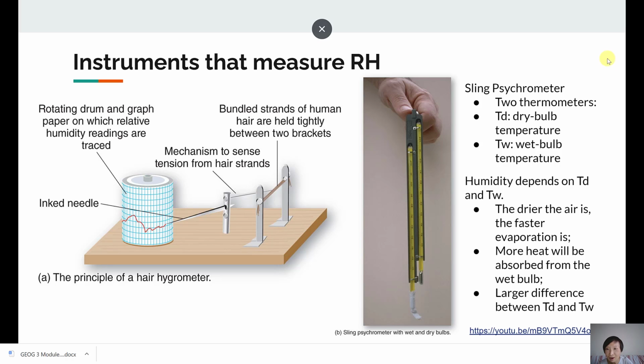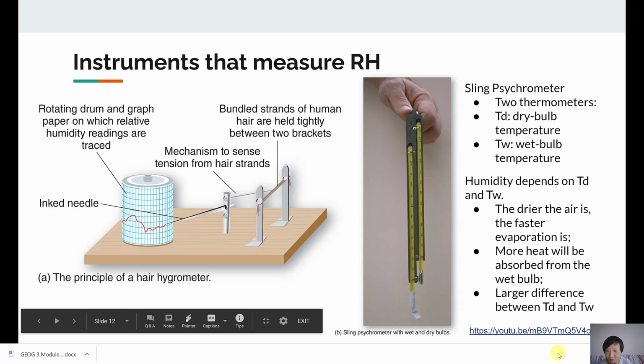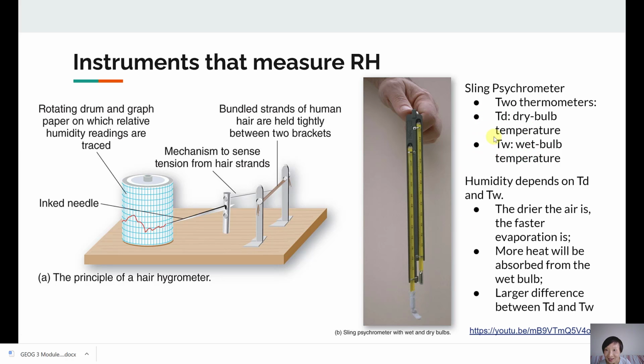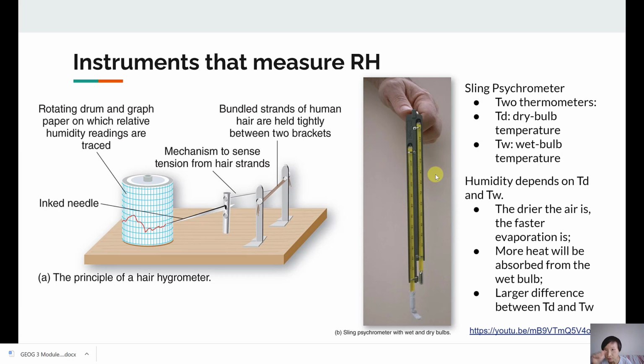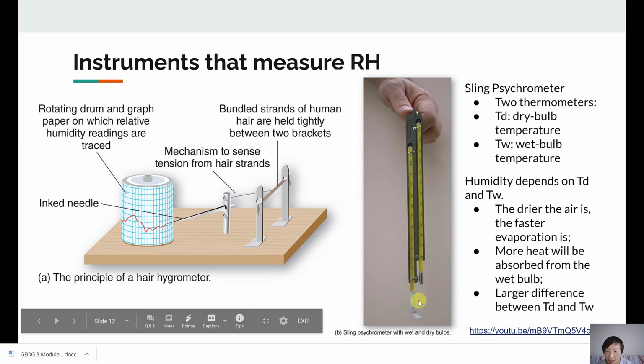We use this one, the sling psychrometer, so I want you to understand this one. Read your textbook; here you also have a video to explain it. Basically you have two thermometers. One has a wet cotton cloth, that is the wet bulb. The other is naked, the normal thermometer, the dry bulb. Then you spin it and you will see a reading difference between those two thermometers. Because of the wet cloth, you have more evaporation, so this temperature will be lower.